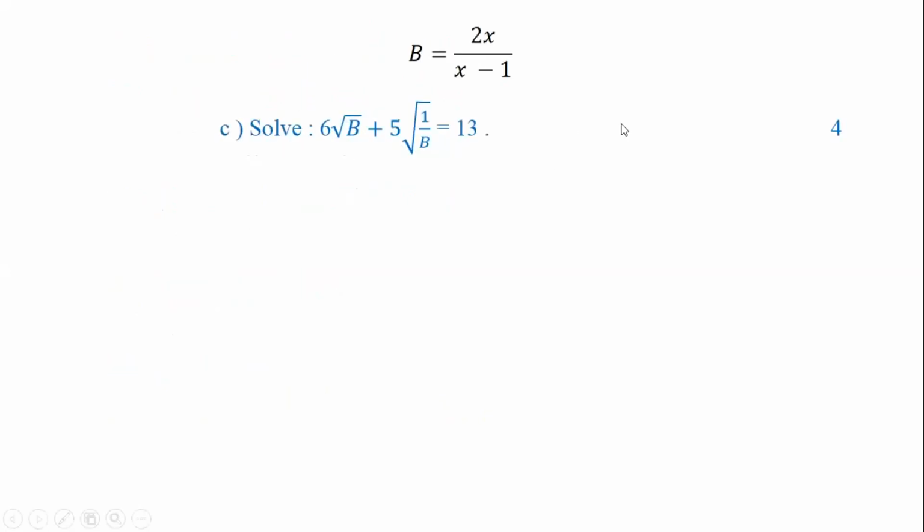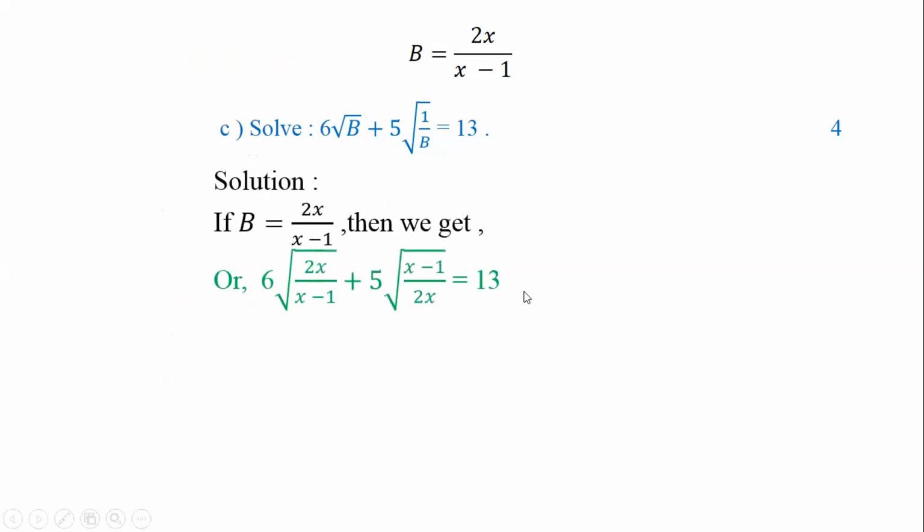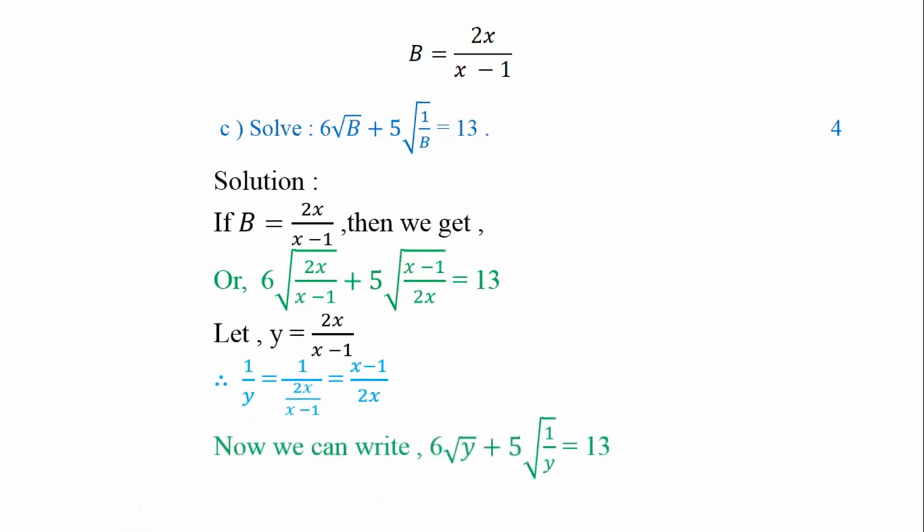Now we solve this problem, we are given some information in the stem. At first, we put the value of b in this equation. Then we get this equation. Here, if we put y equal to this term, then we get 1 by y equal to x minus 1 by 2x. So now we can write 6 root over y plus 5 root over 1 minus y equal to 13.